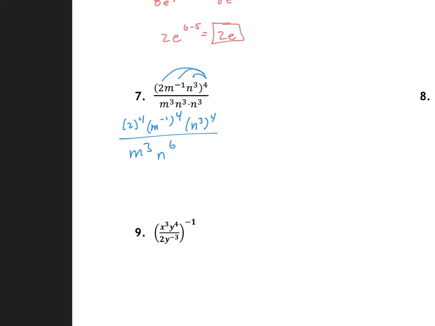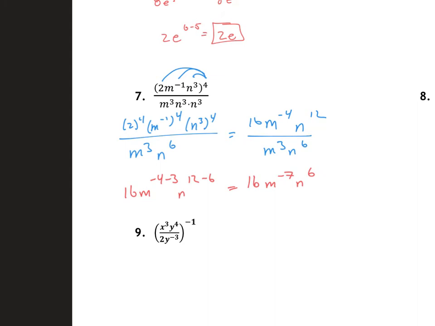And then let's simplify what I have. So I got 2 to the fourth power: 2, 4, 8, 16. Negative 1 times 4 is negative 4. 3 times 4 is 12. And now, since I'm dividing, I'm going to subtract the exponents. So I got 16m, I got negative 4 minus 3, and I got 12 minus 6. So what that gives me here is 16m to the negative 7, n to the 6th.